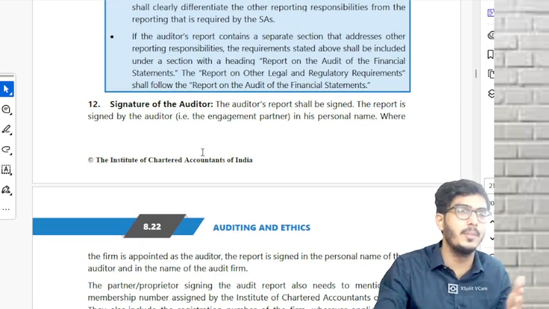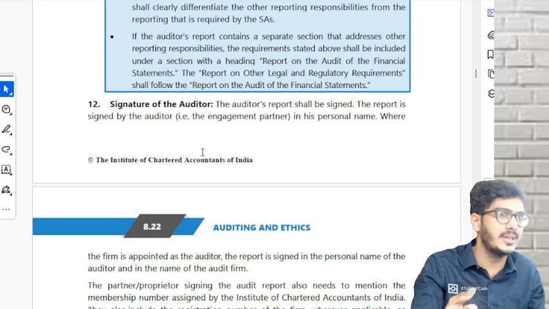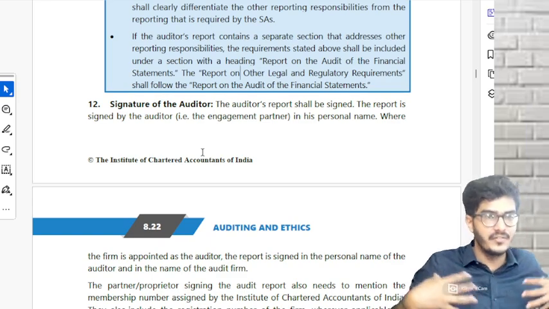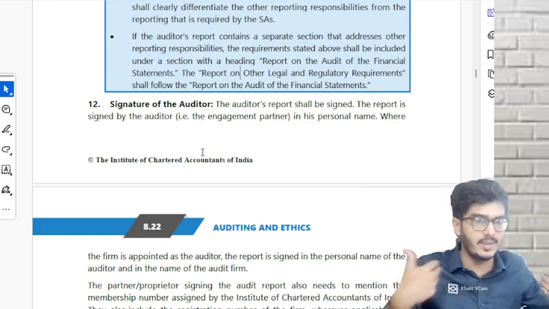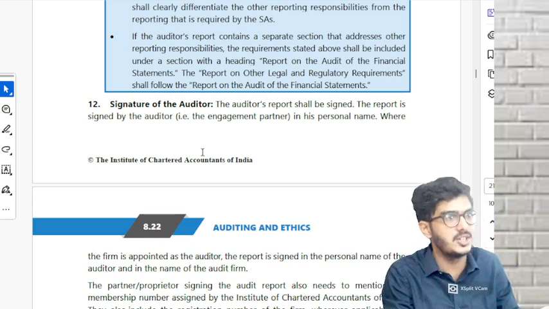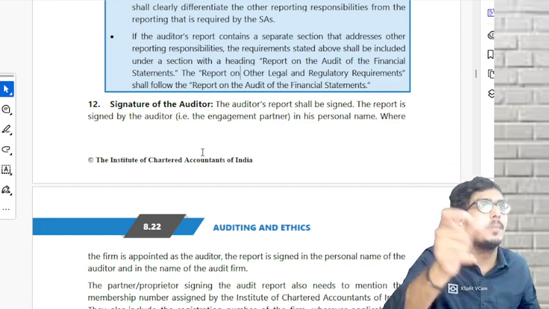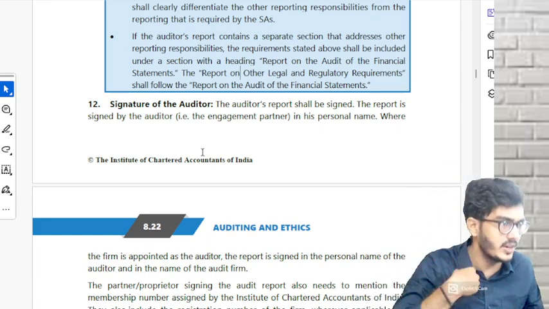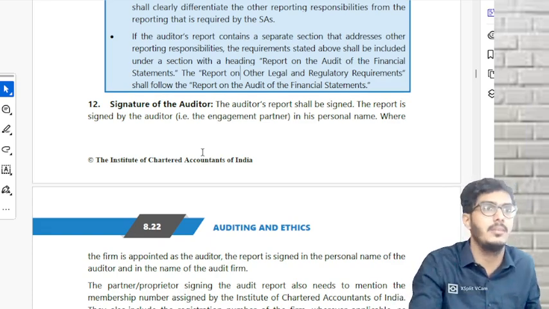Whenever you have been appointed and you are making an auditor's report, the auditor has to sign it. It is the engagement partner who has to sign it. If it is a firm, the firm is appointed as the auditors, but who is the engagement partner? In my firm, Atishay, Rupesh, Yash, all 3 are not appointed as auditors, only Atishay. So Atishay has to sign it. Atishay's MRN, membership registration number, has to be put. And if it is a firm, definitely the FRN, firm registration number, also has to be mentioned. Understood?